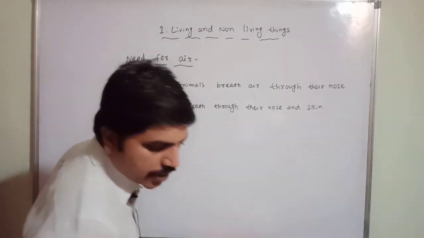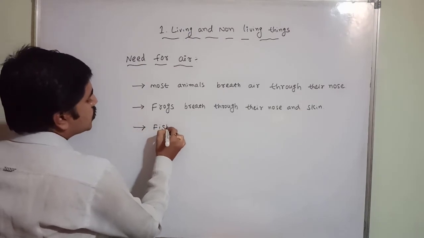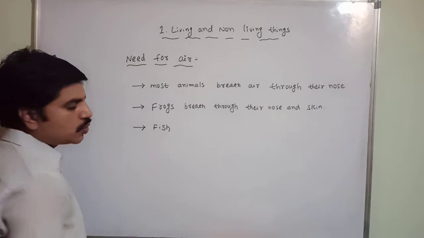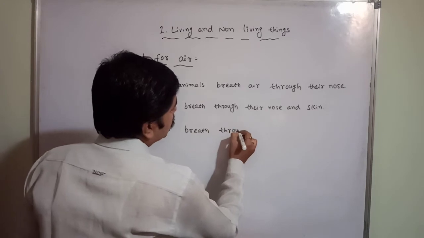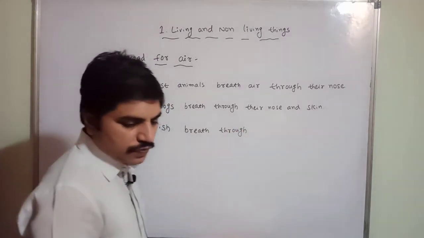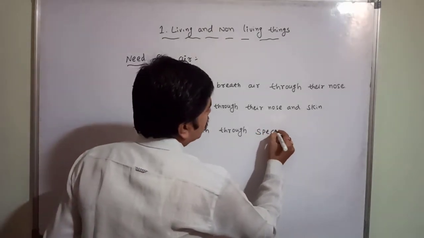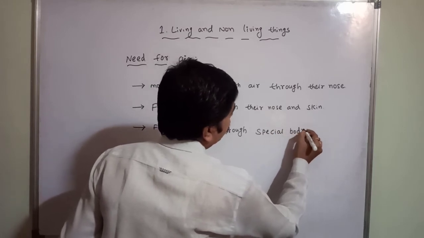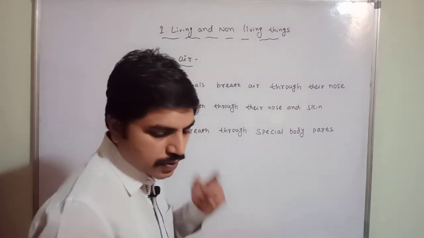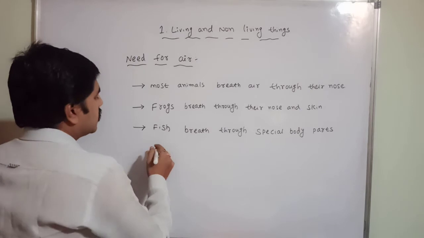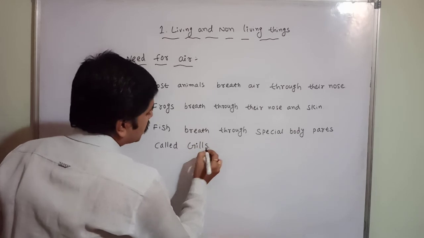Okay? The next one, fish is also there. Fish is also one of the examples. Fish breathe through special body parts, called gills. What is that? Called gills. So this is important.